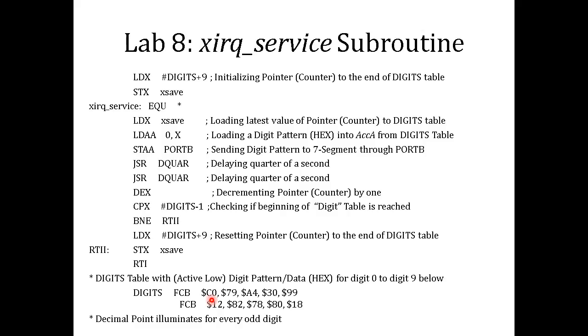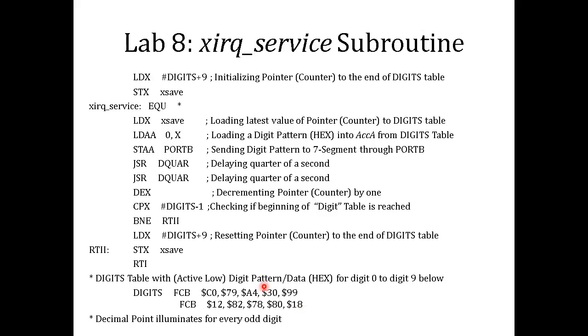Same is true for 79, because if you decode 79 just like in this way, you'll see that the 79 is actually the information for digit 1. Similarly, A4 is the information for digit 2. 30 is the information for digit 3. The same is true all the way to the end, because 18 is the information for digit 9. You see what I'm saying? It's pretty much in the same way, okay?